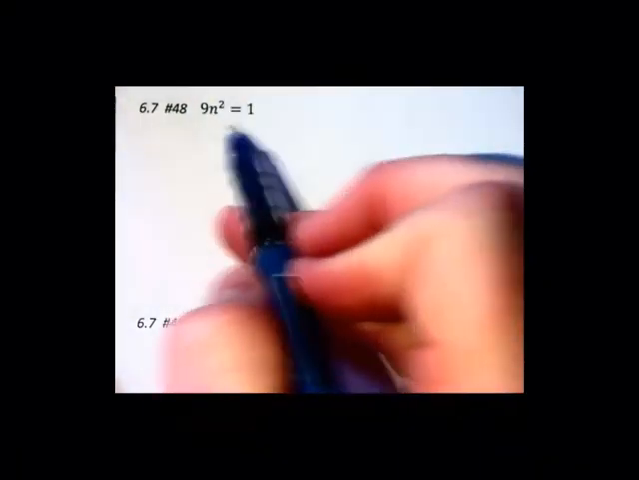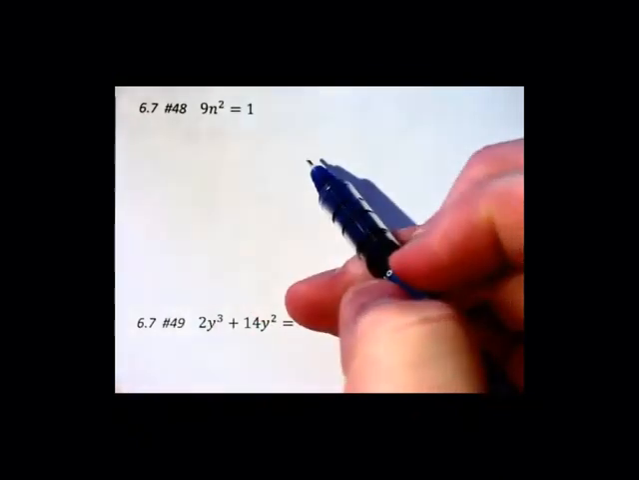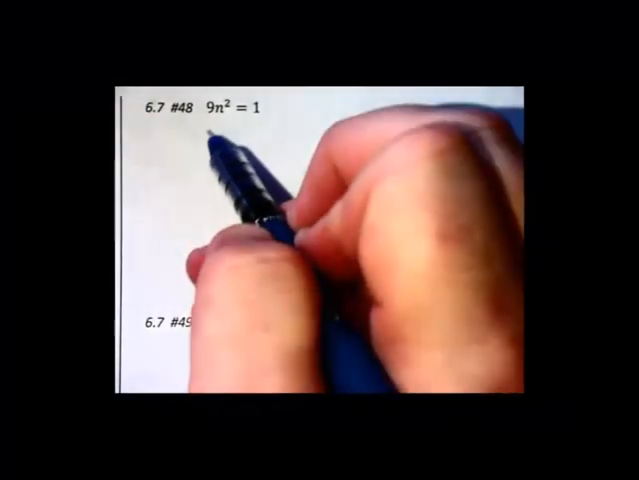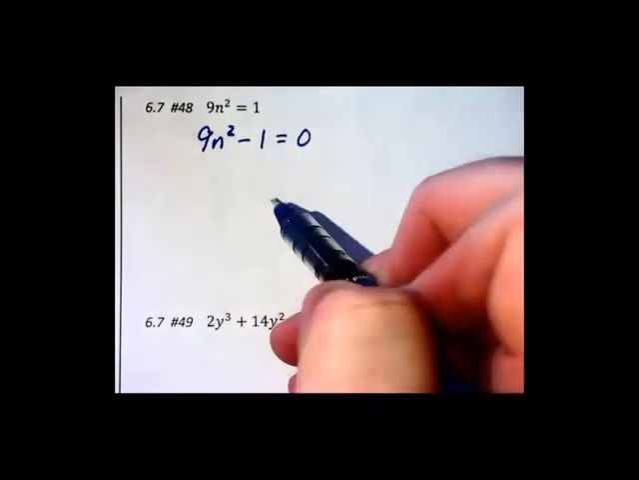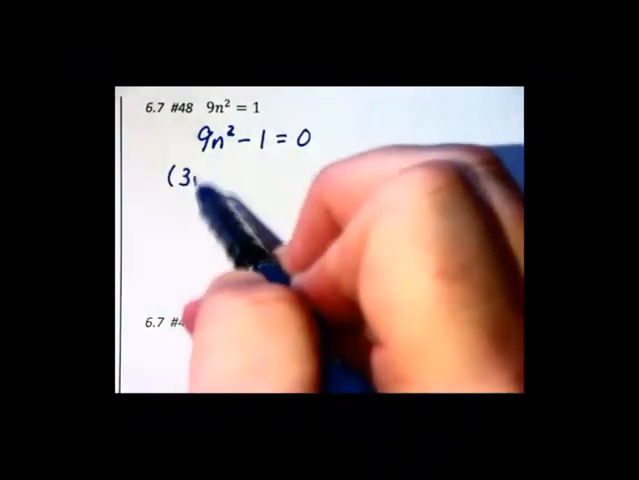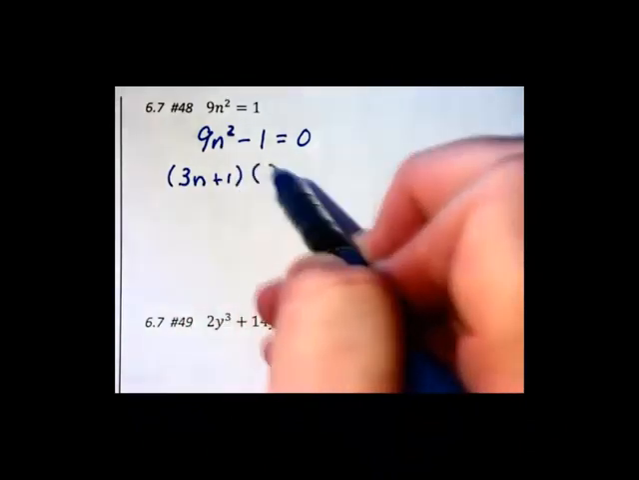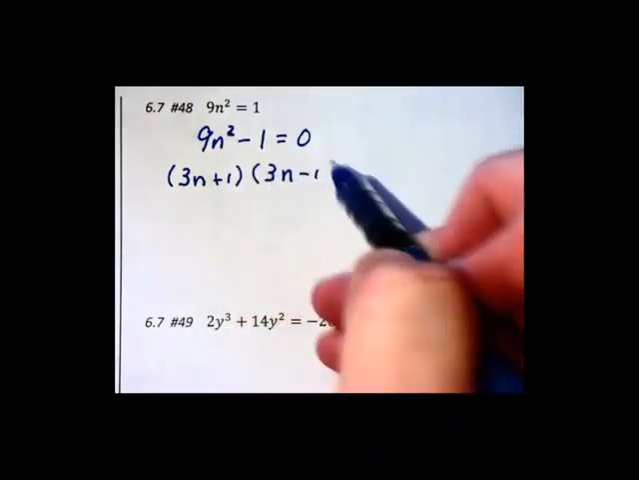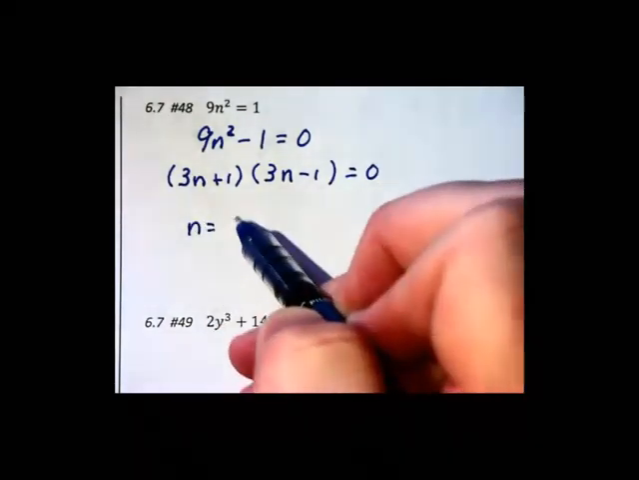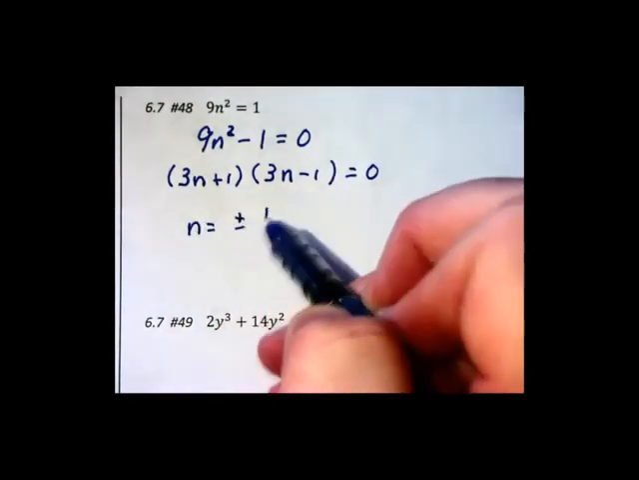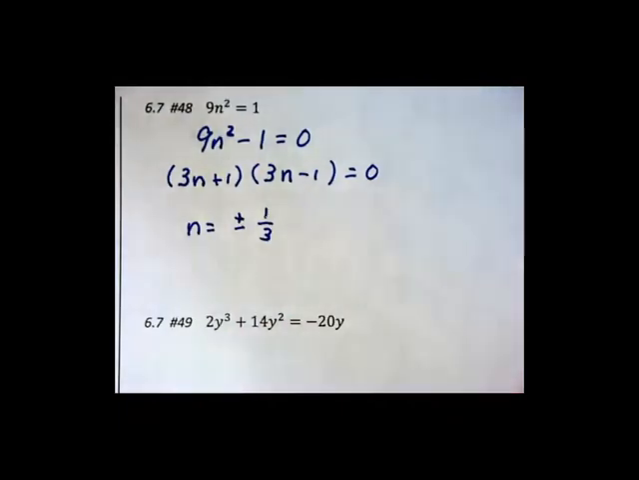9n squared equals 1. Yeah, you could square root both sides, but we get into some trouble there. Instead, I suggest that we set this equal to 0, then factor using the difference of two squares, 3n plus 1, 3n minus 1, and then we have our two different solutions, plus or minus 1/3.